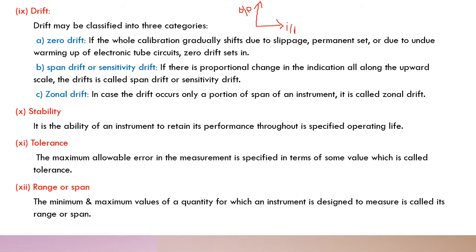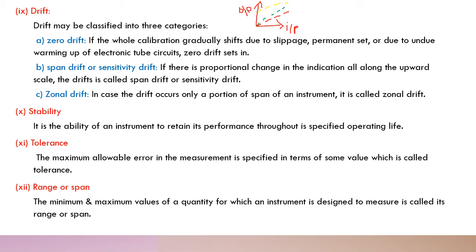If the characteristics, the nominal characteristics, are like this, and in the zero drift, here the wave, the characteristics will be like this, parallel. So this is zero drift. And the next one, if it is span drift, it means there will be a change in the span. So this is span drift.